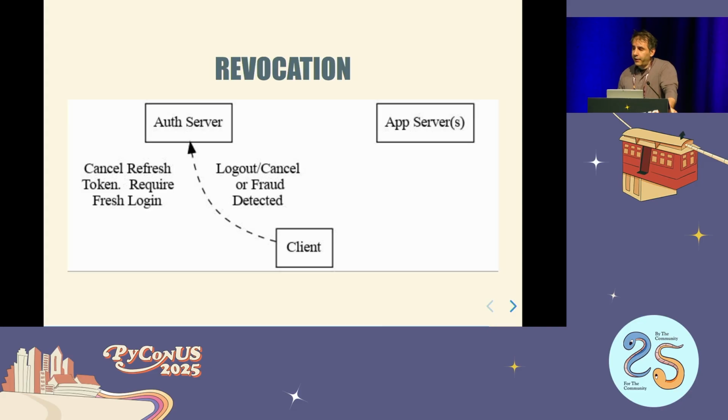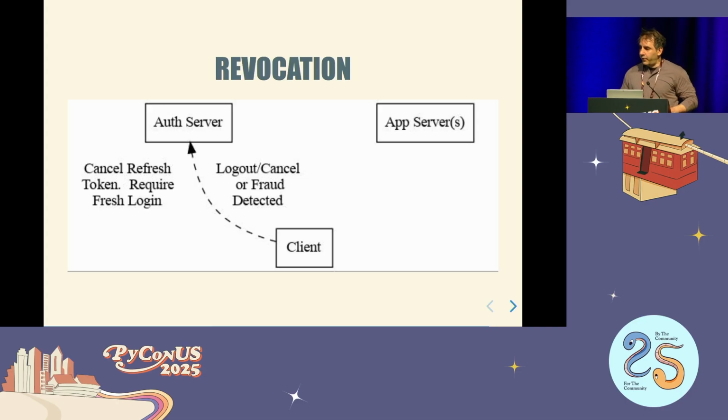And the purpose of that is the next time the client wants service, it sends the refresh token to the authentication server, says, please give me an access token. The authentication server says, no, sorry, your refresh token has expired, been canceled, there's fraud, whatever, you need to log in, get a new refresh token. The user does that, authenticates themselves, and then they can continue.